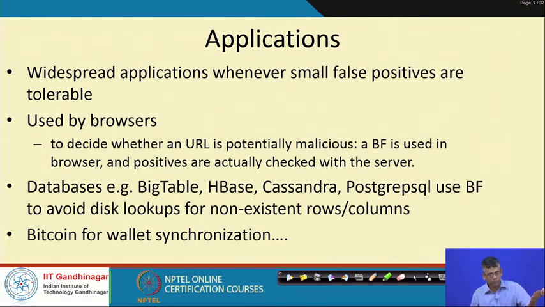So, similarly, it is used a lot in distributed databases such as Bigtable, HBase, and Cassandra. What they have is that they have their data columns that are distributed over multiple machines.